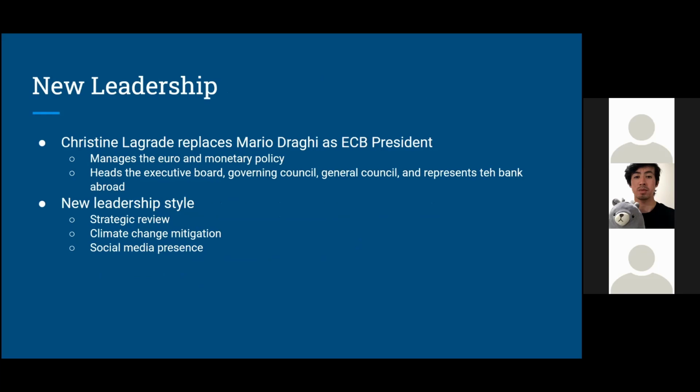So in terms of new leadership, on July 19th, European leaders nominated Christine Lagarde to take Mario Draghi's spot as the European Central Bank's president. And as president, she is now responsible for the management of the euro and the monetary policy in the Eurozone. And the president also heads the executive board, the governing council, the general council of the ECB, and represents the bank abroad. Lagarde's leadership instantly changed the style of the ECB.